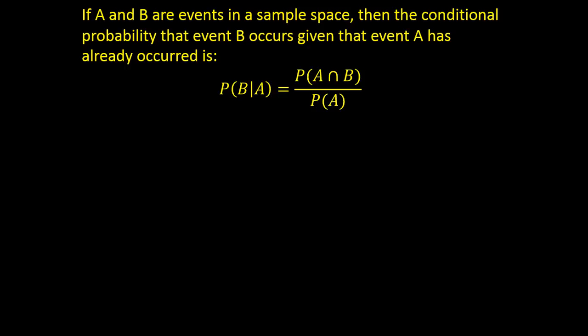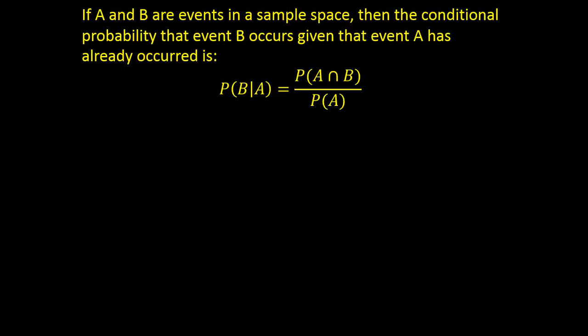Now the tree is a very visual way of seeing conditional probability. You can also find conditional probability with a formula. If A and B are events in a sample space, then the conditional probability that event B occurs, given that event A has already occurred, is, and you'll notice the notation on the left side, the probability of B given A is equal to the probability of A intersect B divided by the probability of A.